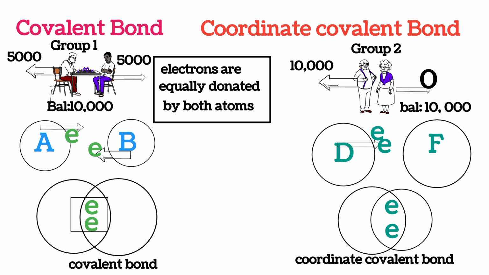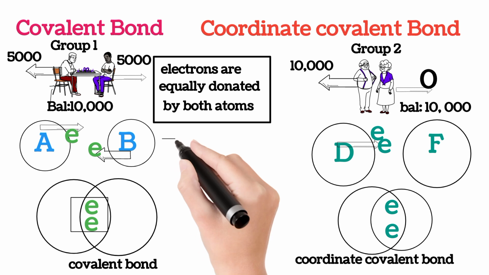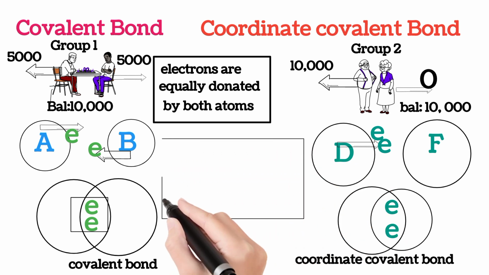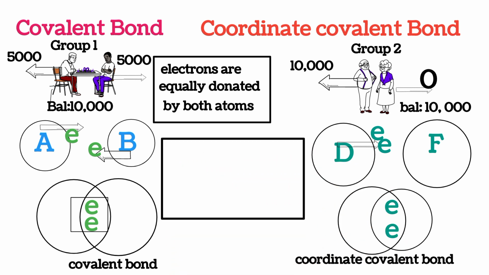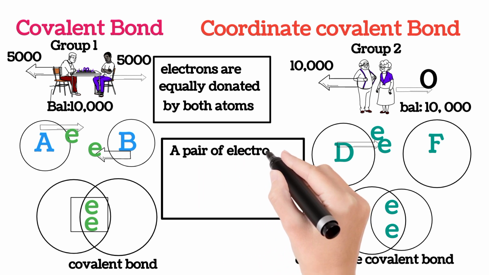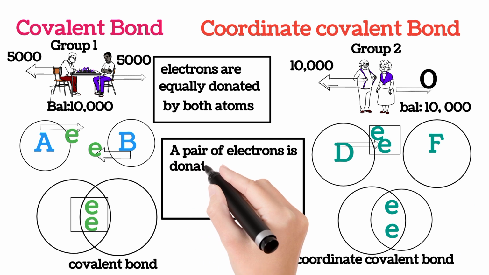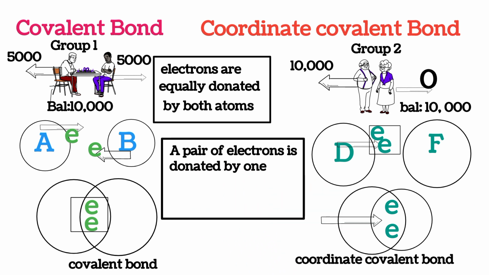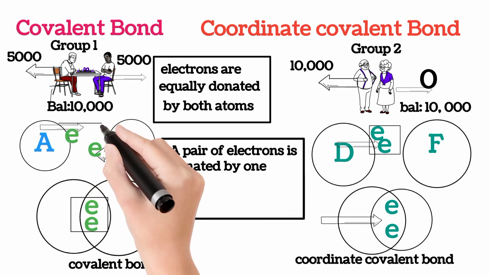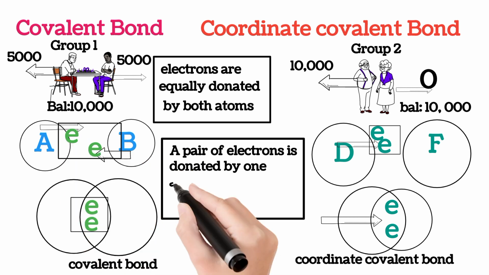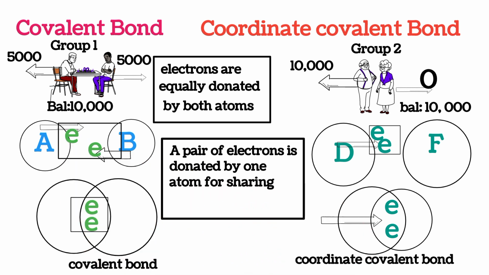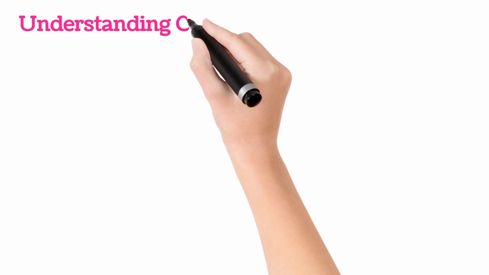So, in coordinate covalent bond, a pair of electrons is donated by one atom for both atoms to share. While in covalent bond, both atoms contribute to the shared pair equally. And this is the difference between covalent bond and coordinate covalent bond.